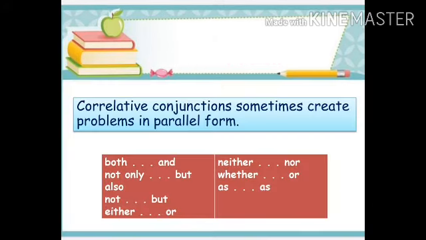Correlative conjunctions sometimes create problems with parallel forms. Here are some correlative conjunctions: both and, not only but also, not but, either or, neither nor, whether or, as as.